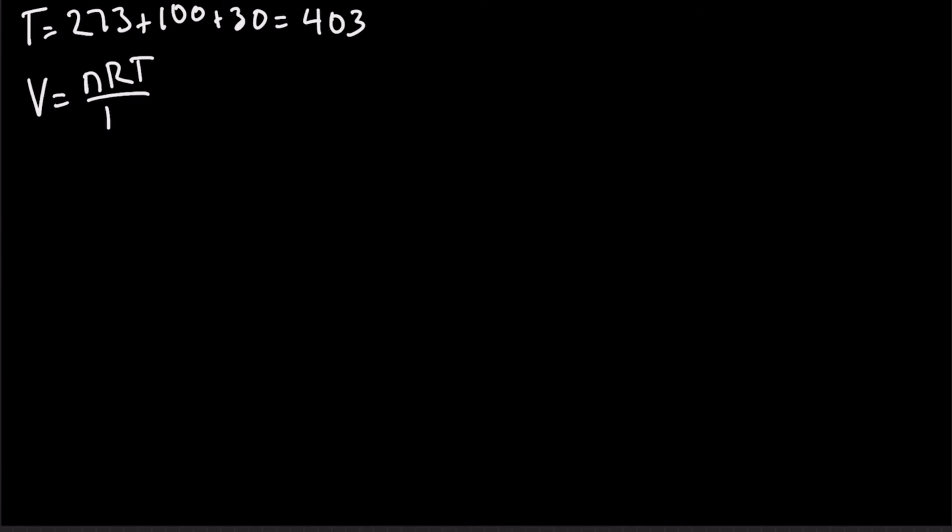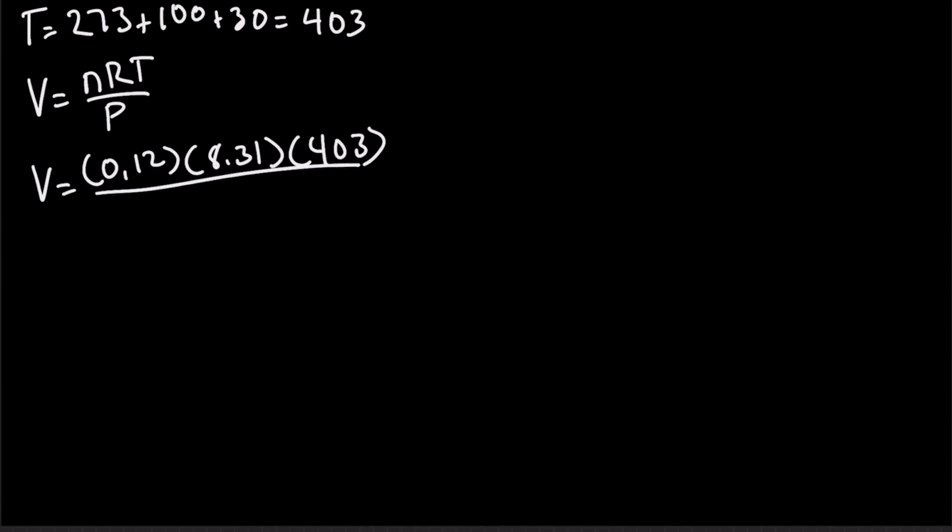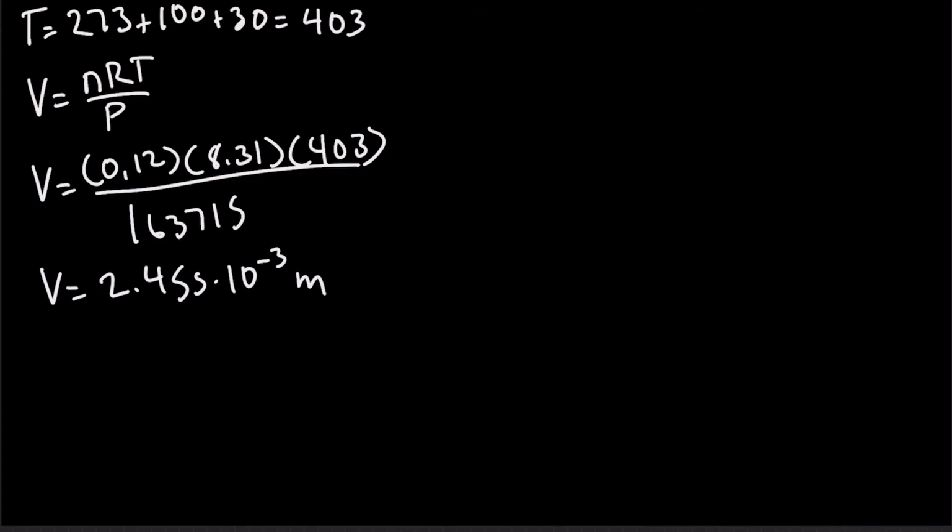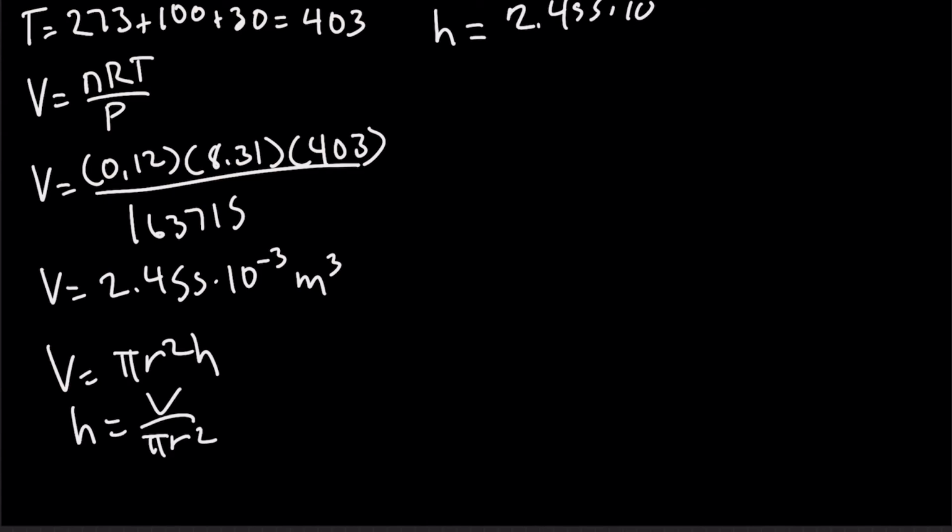For part B, it's the same calculation as part A, but this time with a different temperature, as it increases by 100 degrees Celsius, meaning that our new temperature is going to be 273 plus 100 plus 30, giving us the total temperature of 403 Kelvin. Now, plugging that into our original volume equation, we get a new volume of 2.455 times 10 to the minus 3 meters cubed. Plugging that into our height equation once again, we get a new height of 0.312543 meters. And then subtracting our original height from that, we get a height difference of 0.078 meters.